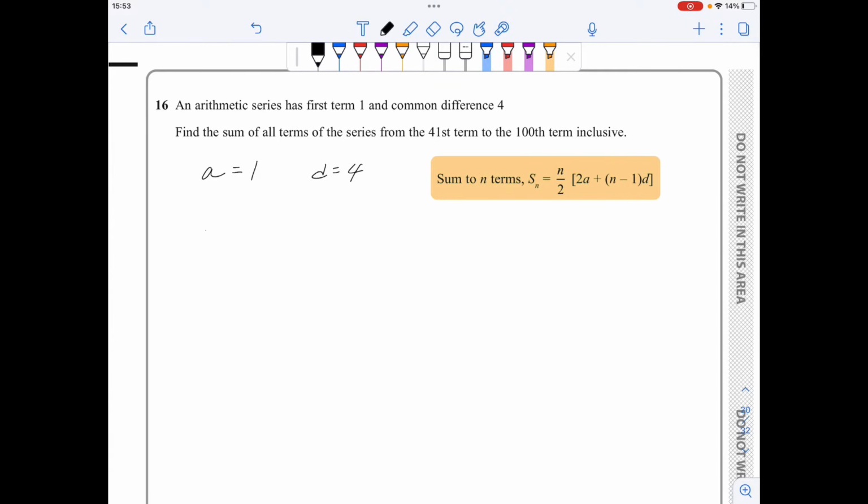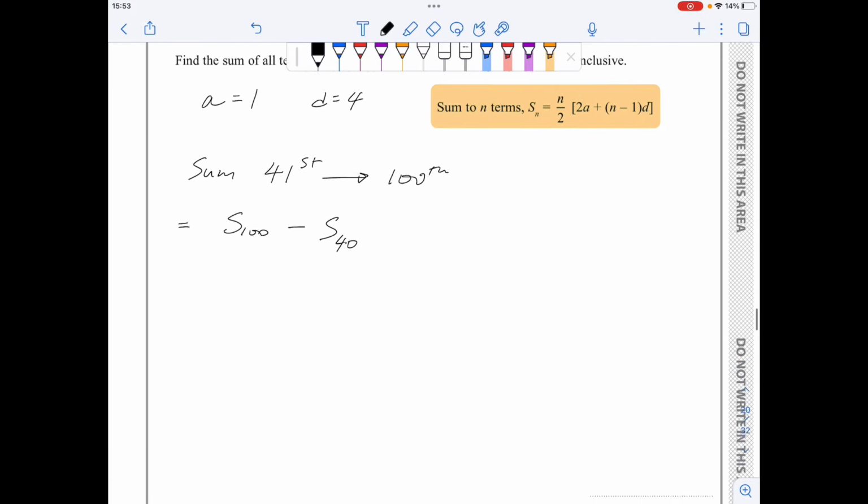And in order to find the sum from the 41st up to the 100th term, I will calculate the sum of the first 100 terms, that's from 1 to 100, and then I will take away from 1 to 40, so that is the sum of the first 40 terms. Hence, I'll be left with the terms from position 41 to position 100.